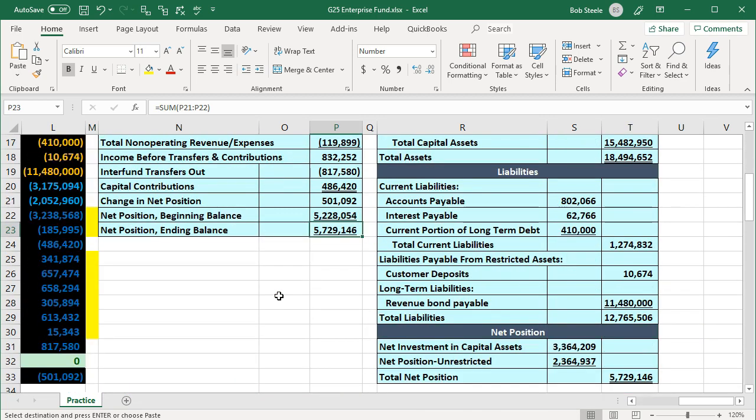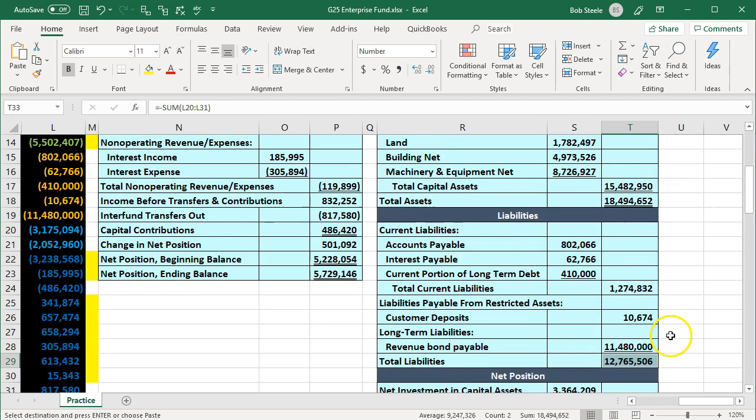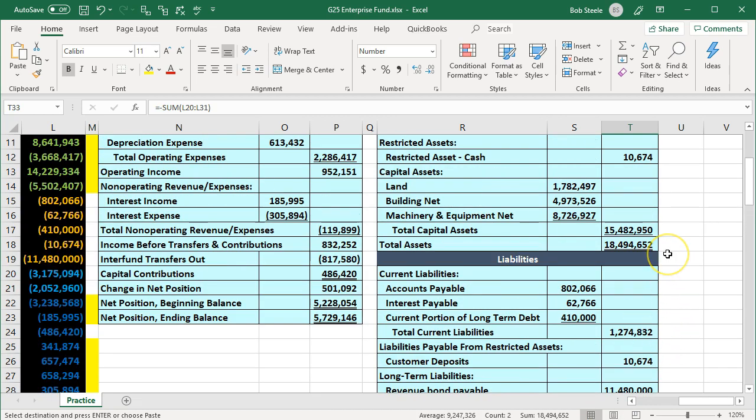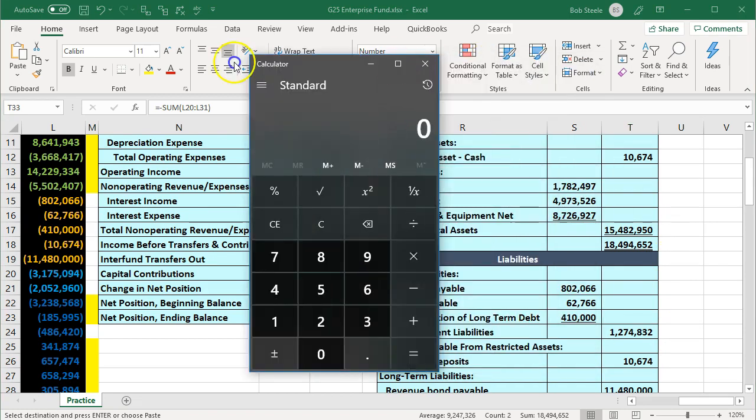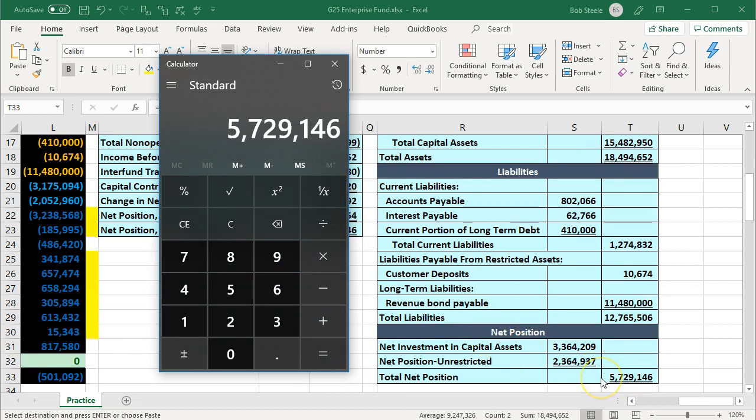And of course the balance sheet is also in balance, by saying that the liabilities and the net position add up to the 18,494,652, which of course is the assets as well. Or we can consider the assets minus the liabilities, that being the 18,494,652 minus the 12,765,506, or the 5,729,146.